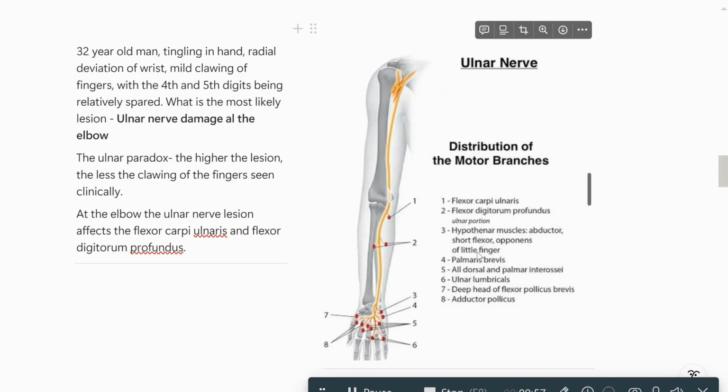Then it supplies all the dorsal and palmar interossei. It supplies the medial two or the ulnar two lumbricals. Then in the thenar eminence, it is going to supply one very important muscle, that is the adductor pollicis.